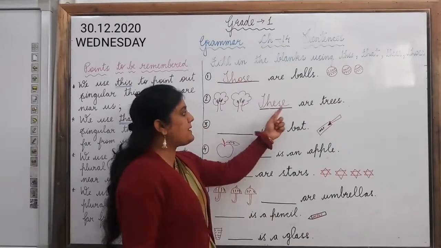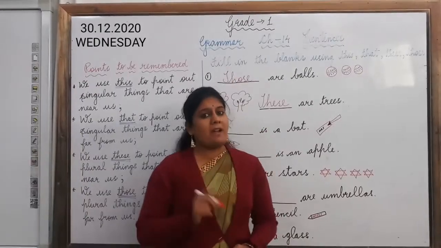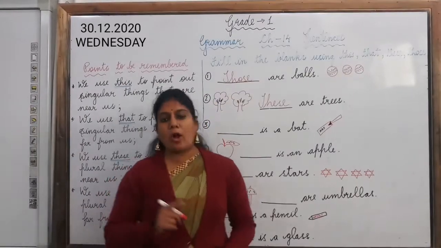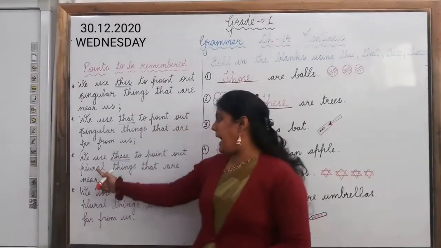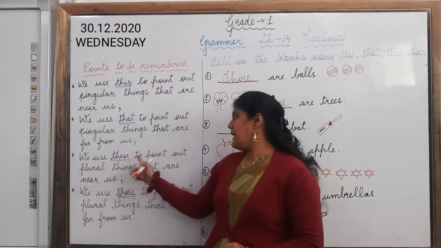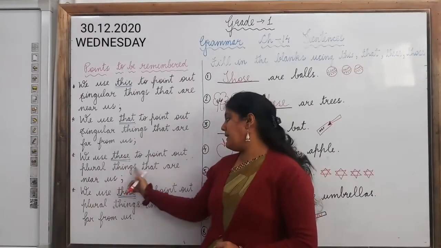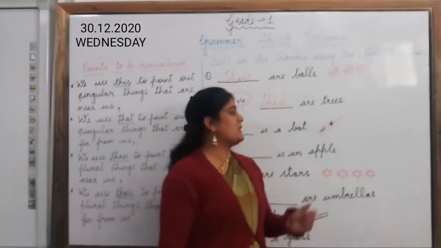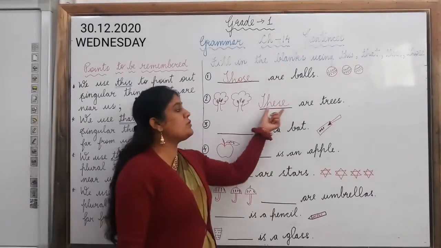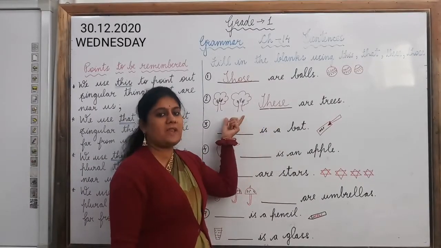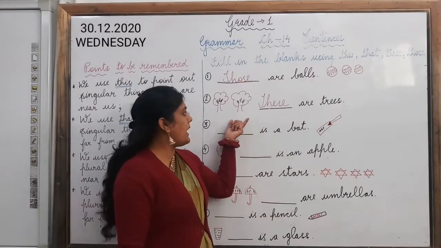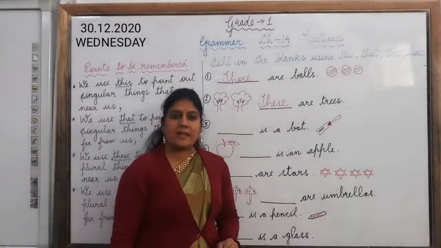T-H-E-S-E. These are trees. Now why will we use these here? Because I have already explained that we use these to point out plural things that are near to us. So these trees are near to the blank, or you can say these trees are near to us also. So we will use here these.